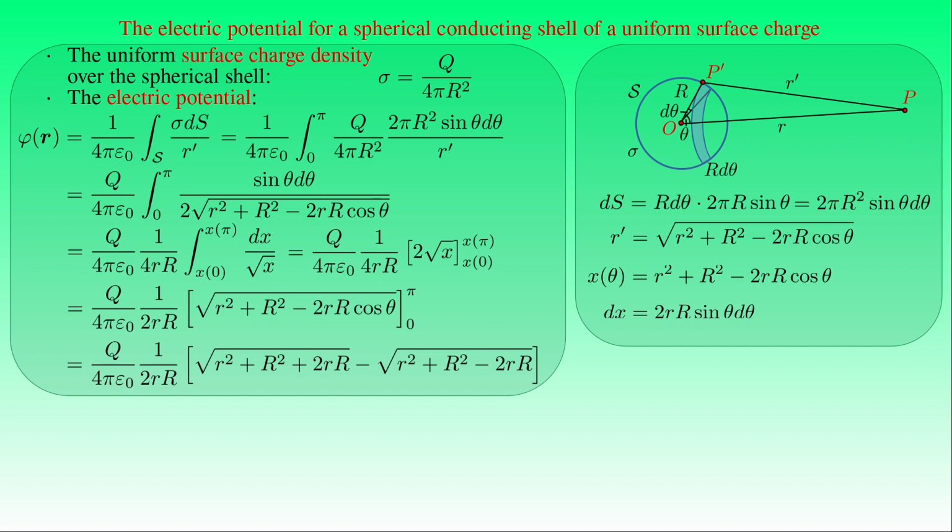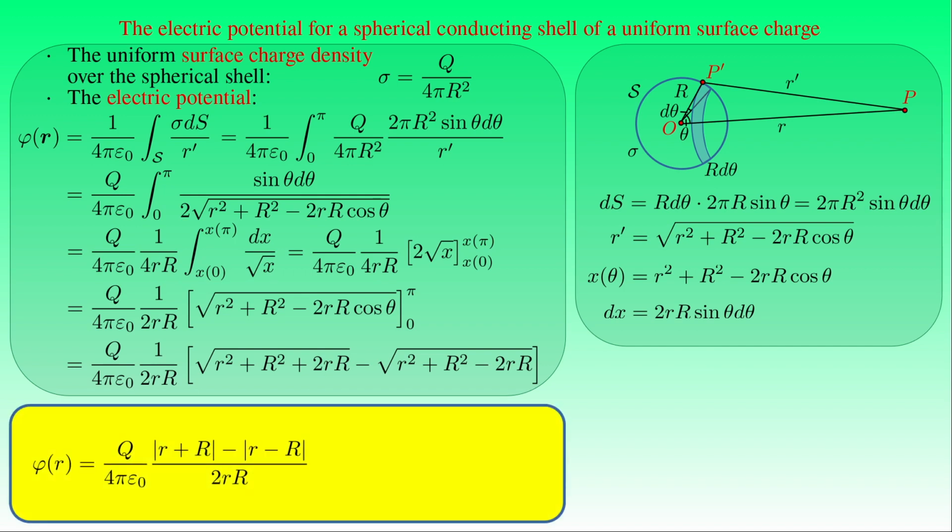As a result, the electric potential phi at the point P at the distance r from the center O of the uniformly charged spherical shell of radius capital R and total charge Q, can be written as the total charge Q over 4 pi times epsilon naught, times the difference between the magnitude of r plus the radius capital R and the magnitude of r minus capital R, over 2 times r times capital R.